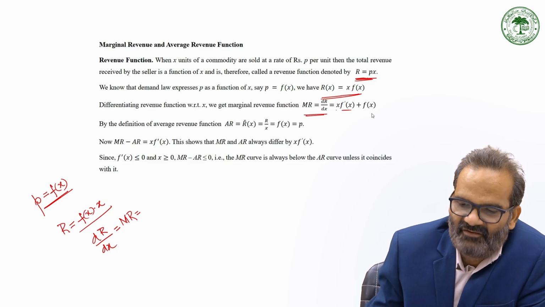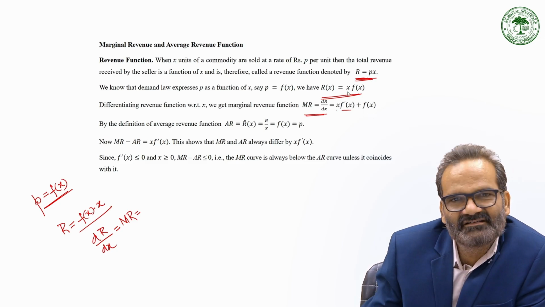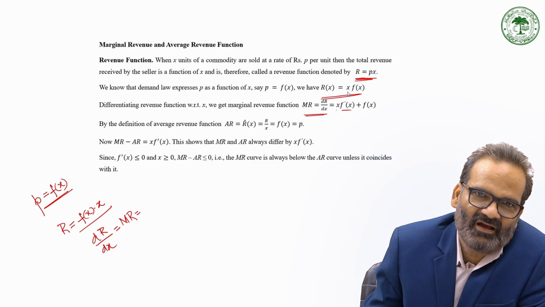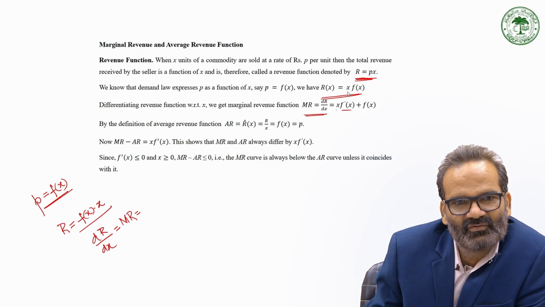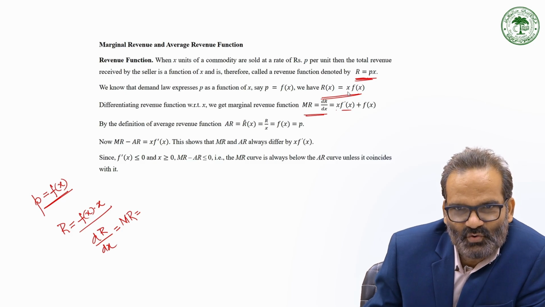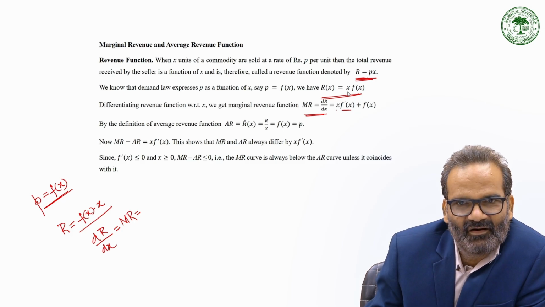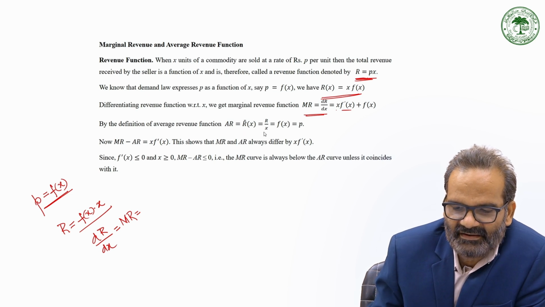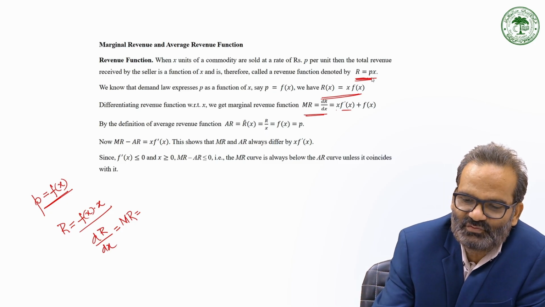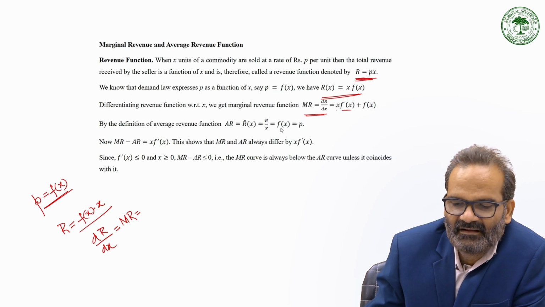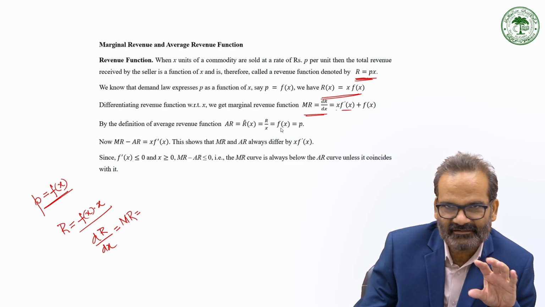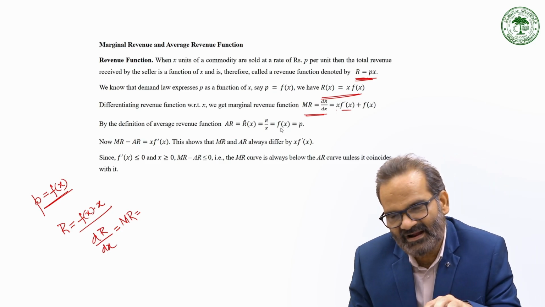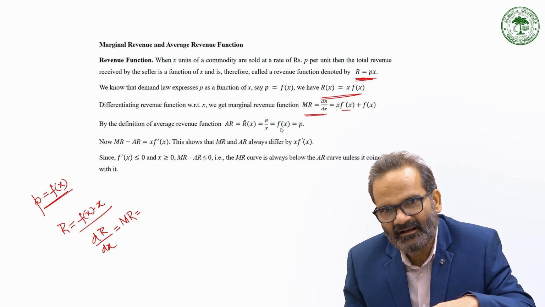Now the definition of the average revenue. If this is your marginal revenue, then how can we find the average revenue? You know, the average revenue is always equal to total revenue divided by the number of commodities sold. So average revenue is equal to R divided by X. So put the value of R. If you put R equal to PX, then you will get P. If you put R equal to X f(x), then you will get f(x). So this is how we can determine the total revenue function, then its marginal revenue function, and finally the average revenue function.